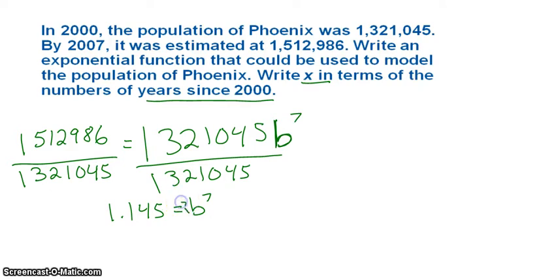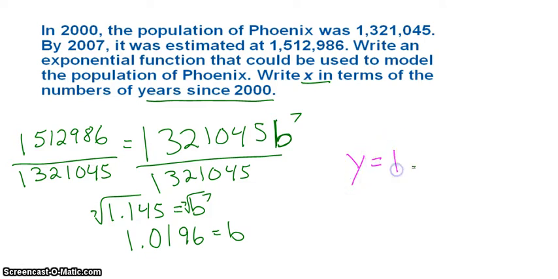If I take the 7th root through to both sides, I get that my answer is about 1.0196. So if I rewrite my equation as they wished, I've got y, or P, or whatever variable you wish, equals 1,321,045, that initial amount again, times our rate that we just solved for, to the x.